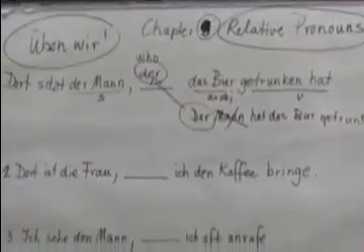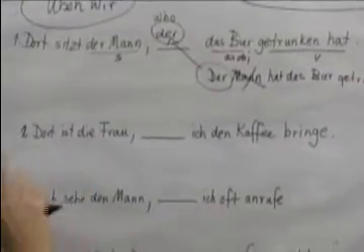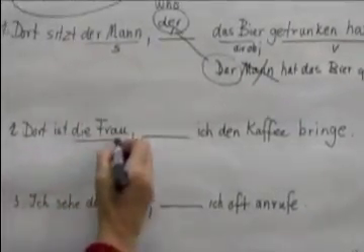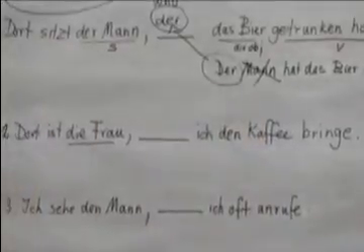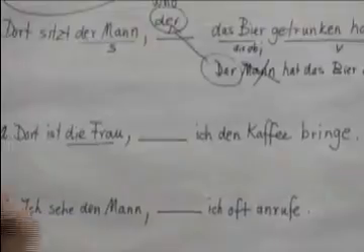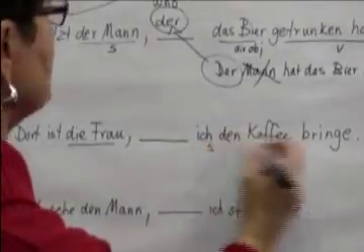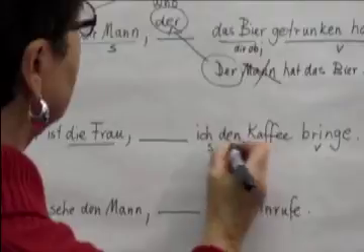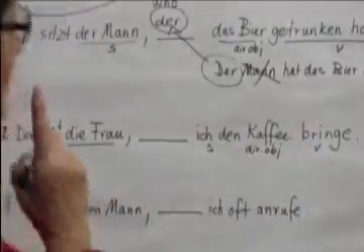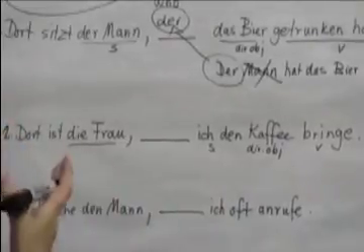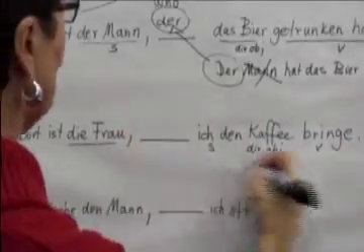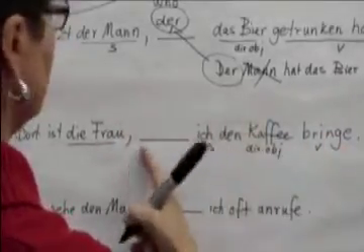Okay, let's look at the next sentence. Dort ist die Frau, there is the woman. Ich den Kaffee bringe. Now let's analyze that sentence. There's something missing. What is missing? Ich is the subject, bringe is the verb, den Kaffee is the direct object. So what is missing here? Subject, verb, direct object, and indirect object, right? That's the missing part. So what's the indirect object of Frau?